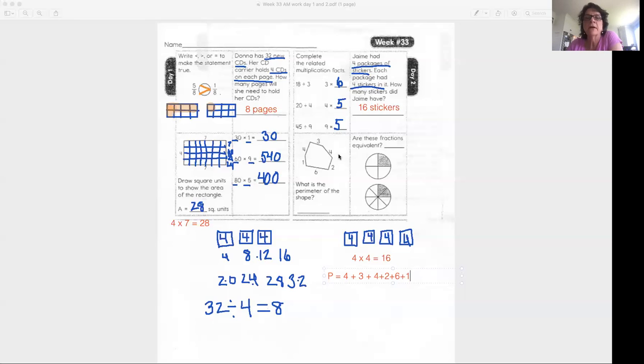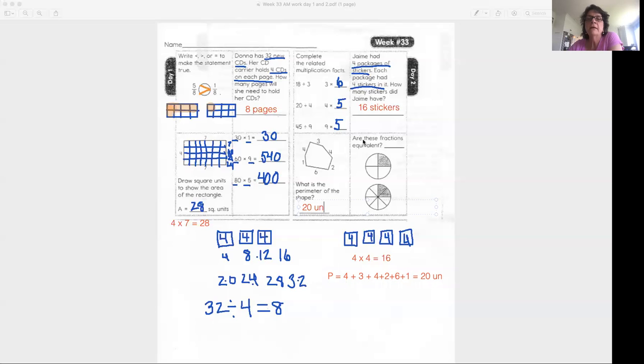So I want to make sure I have my shape at 6 sides, 1, 2, 3, 4, 5, 6. Make sure my number sentence has 6 sides I'm adding, 1, 2, 3, 4, 5, 6. Very good. And now I've got my answer: 4 plus 3 is 7, plus 4 more is 11, plus 2 is 13, plus 6 is 19, plus 1 is 20. So it would be 20. And let's put units after it since they did not give us a unit. So the perimeter of the shape is 20 units. Not square units, because square units is area, which would be the inside of the shape.